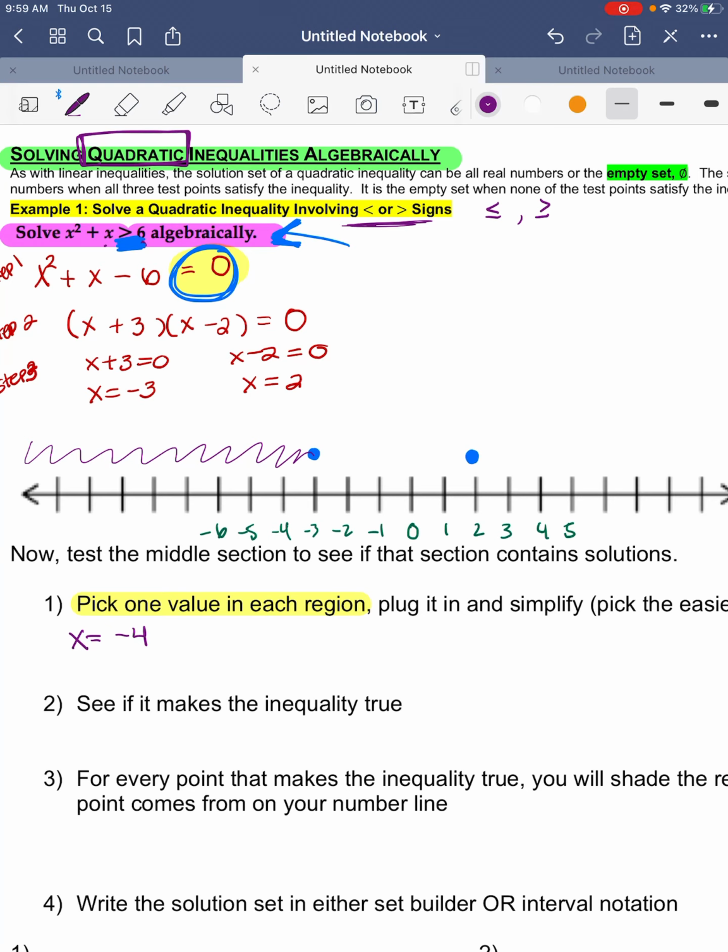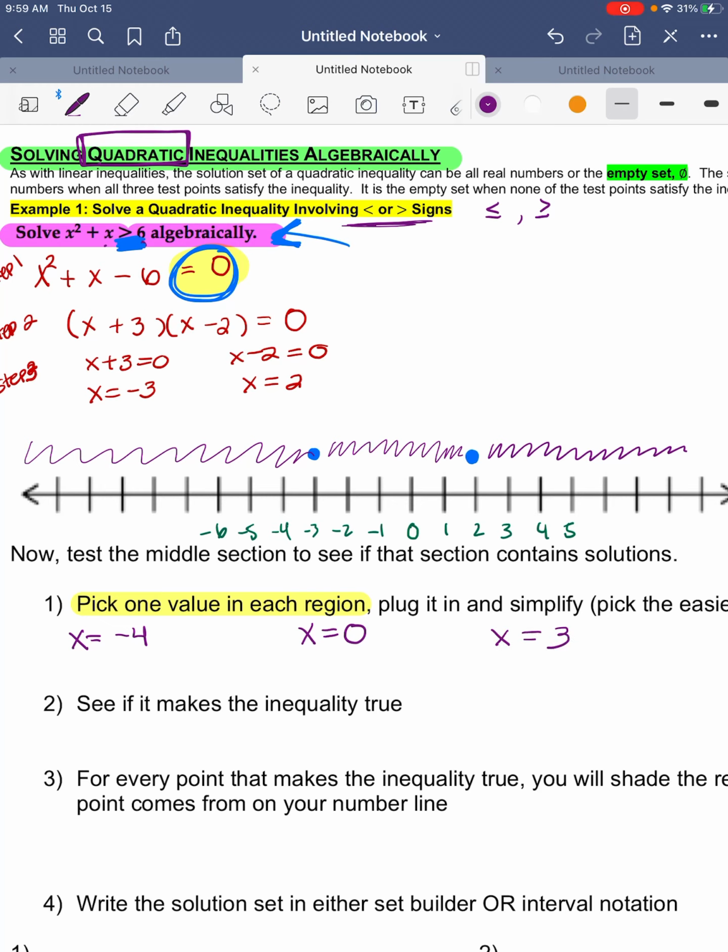And then I'm gonna choose another number from this region right here. And if in the region we have a 0, then choose that one because 0 is the easiest one to plug in. So 0 is there, so I'm gonna plug it in. And then another region, I have the last region here. I'm gonna also choose another number. So I'm gonna choose x equals to 3.